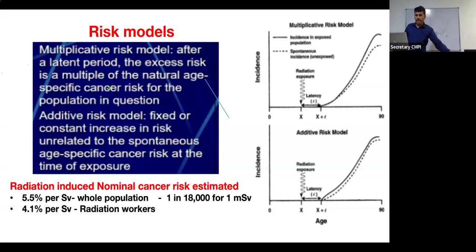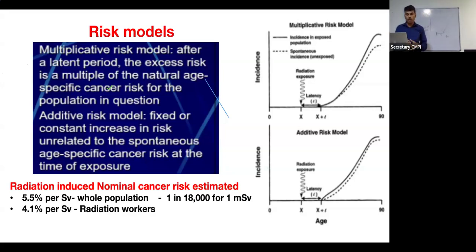The radiation-induced nominal cancer risk estimation in the latest ICRP is given as 5.5% per sievert. That means if 100 people get 1 sievert of dose, this is for the whole population, which includes everybody, 5.5% of people will get the risk. 1 sievert is a little bit higher dose. Actually, it is calculated like 1 in 18,000 for 1 millisievert. If you multiply by 1,000 and take the percentage, you get 5.5%. For radiation workers, it is 4.1% per sievert.